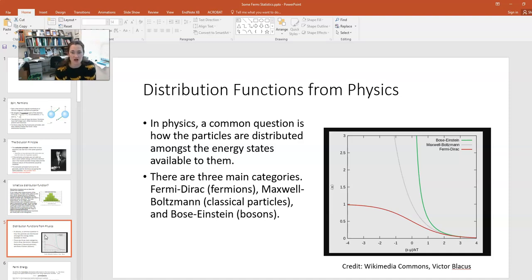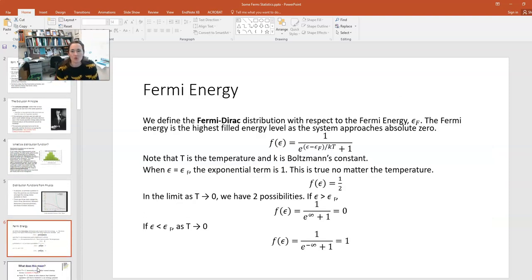Now, we're not going to talk about Maxwell-Boltzmann or Bose-Einstein today. I'm going to focus in on Fermi-Dirac because those describe fermions, and that's what we're interested in for the conduction electrons. So, what is the distribution function for fermions? What is the Fermi-Dirac distribution function?